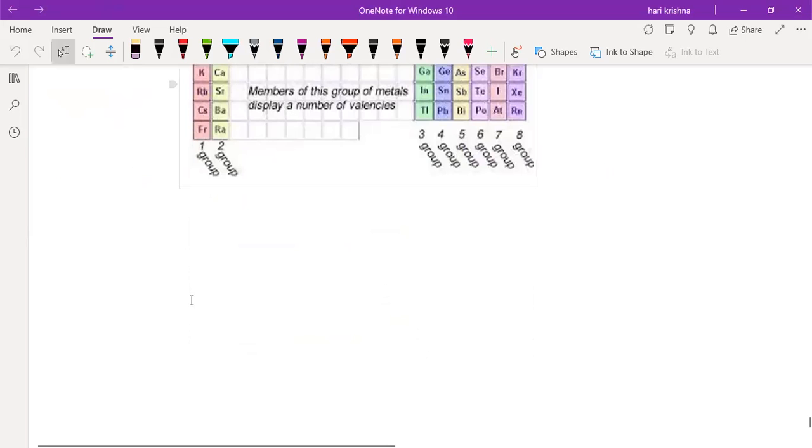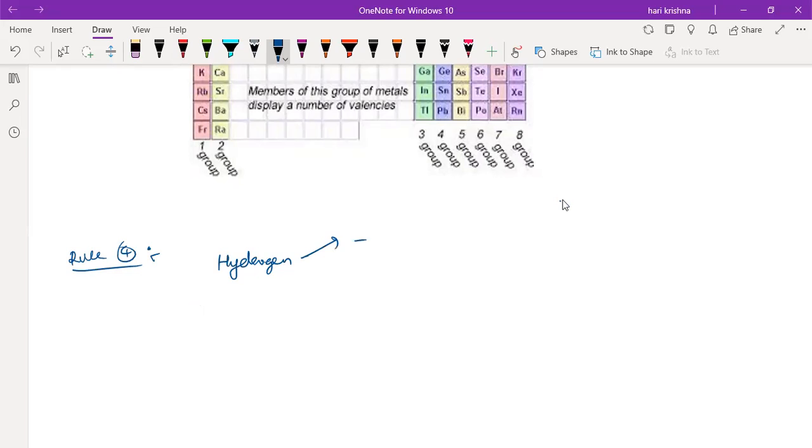Next, fourth one. If you take hydrogen, it will show +1 with the non-metals and -1 with the metals. That means whenever the hydrogen is combining with the non-metals, it will show the valency of +1, and when it is combining with the metals, it will show the valency of -1. Understanding?